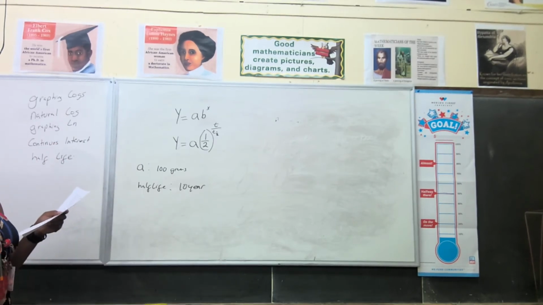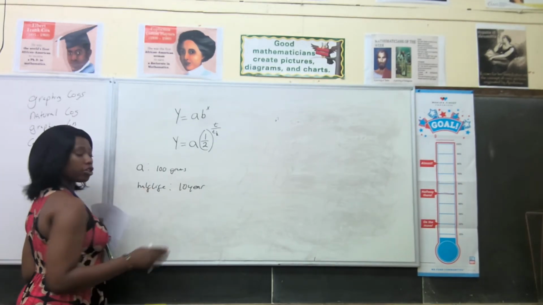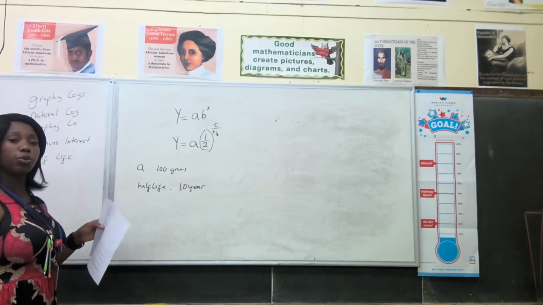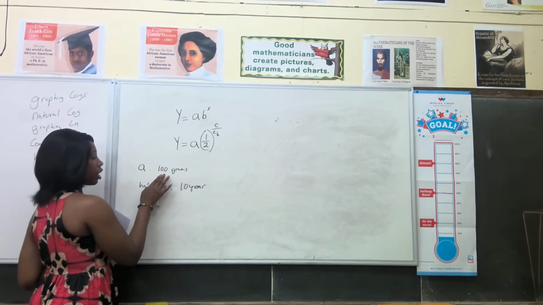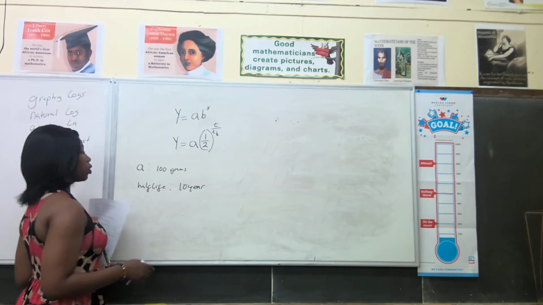They ask, how much will you have left after 10 years? Well, if you have 100 grams, this question is pretty straightforward. After 10 years, you're only going to have half of that, so you're going to have 50 grams. How much will you have after 20 years? Well, if you started with 100 grams, after 10 years you only have 50. After another 10 years, you're going to only have 25.